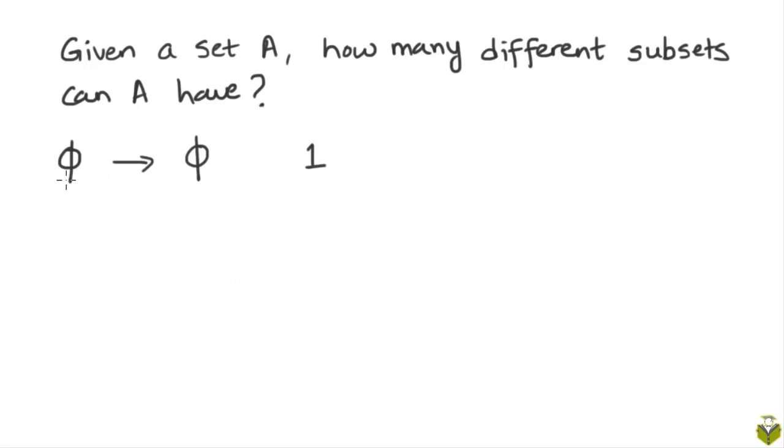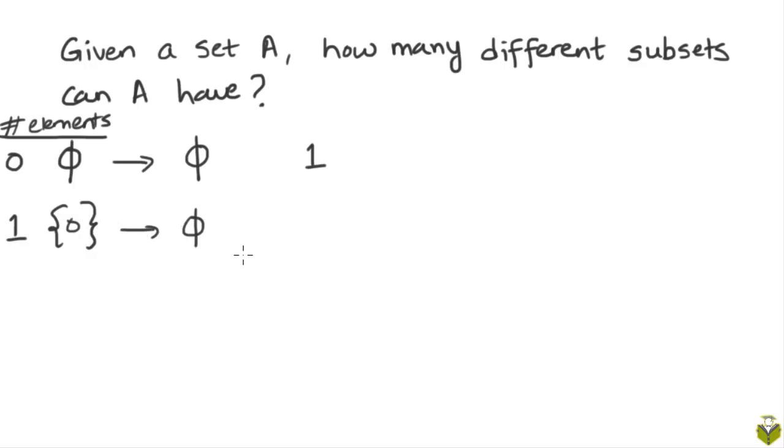Now let's move to a set with one element, a singleton set. So let me write here that we are talking about a set of size 0 over here, a set of size 1 over here. So how many subsets can a singleton set have? It's going to have the empty set as a subset, because the empty set is a subset of every set, as we've seen earlier. And the other subset that it can have is the singleton set itself. So it can have two different subsets. So when the number of elements is 0, the number of subsets is 1. When the number of elements in the set is 1, the number of subsets that it can have is 2.